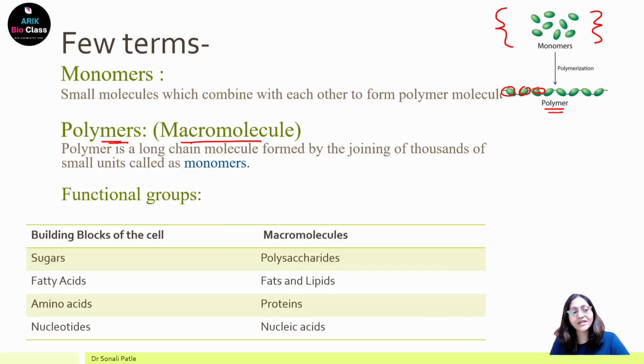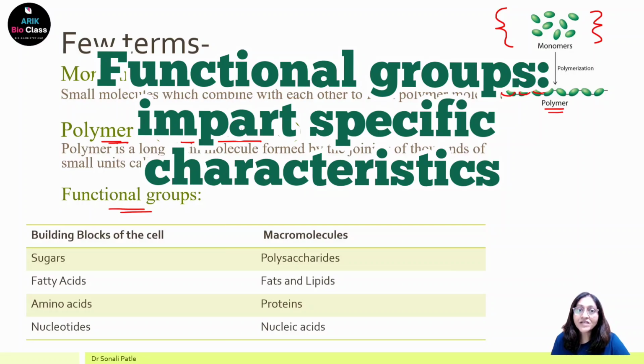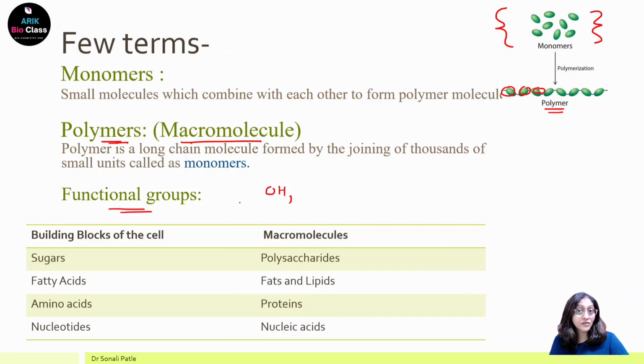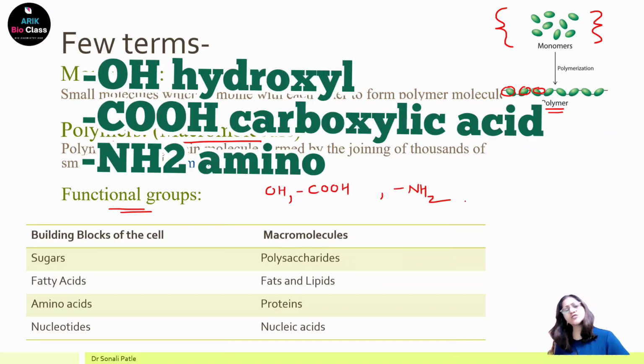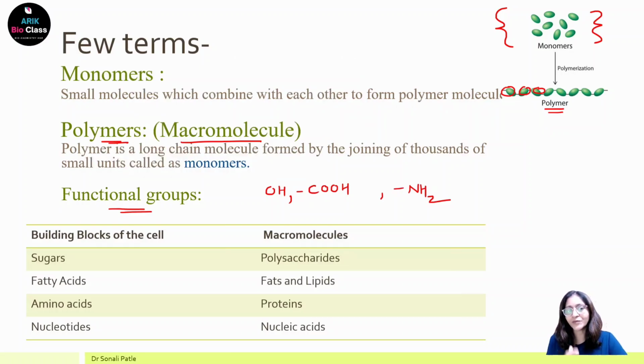How are these organic compounds identified? Their identification is done with the help of certain functional groups. Now, what are functional groups? There are various examples which we will be using predominantly here for understanding these four classes: the hydroxyl group, carboxylic group, and amino group. Otherwise, there are so many functional groups present, but predominantly we are going to use these three.